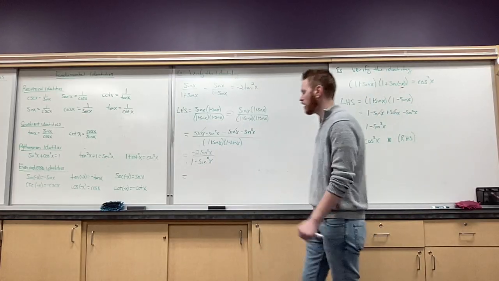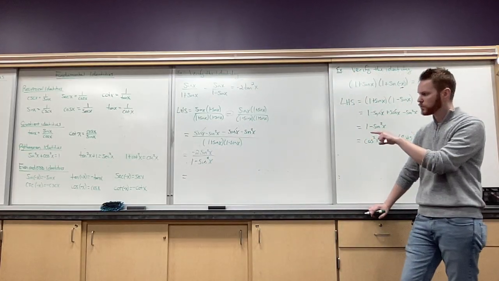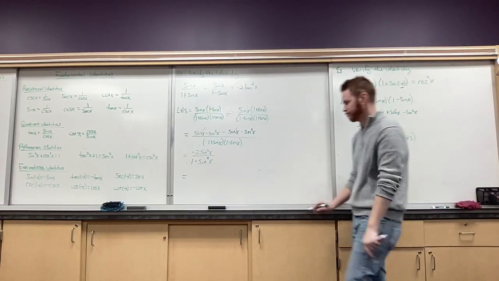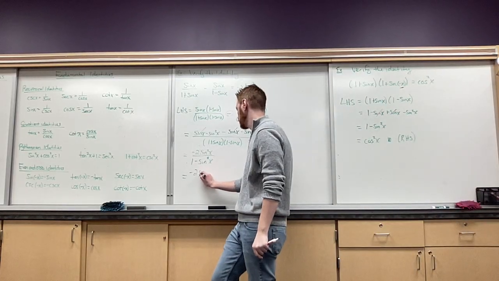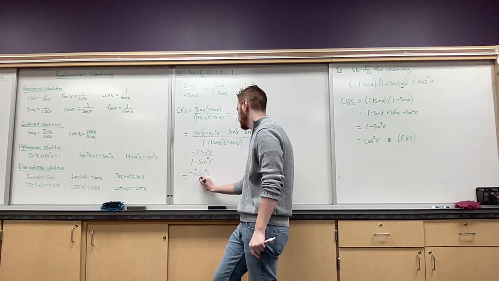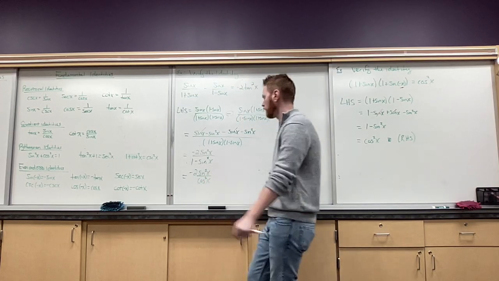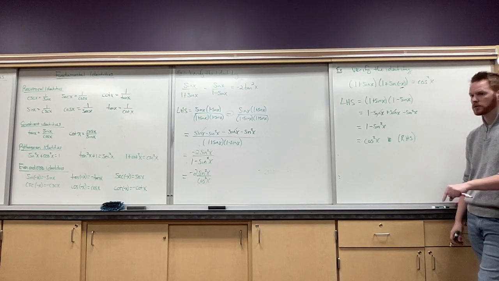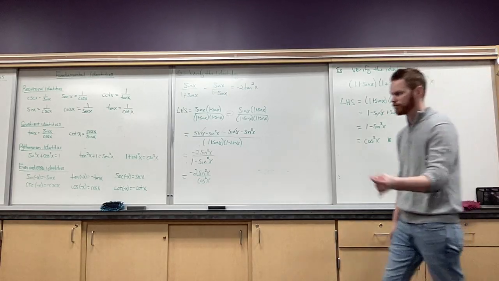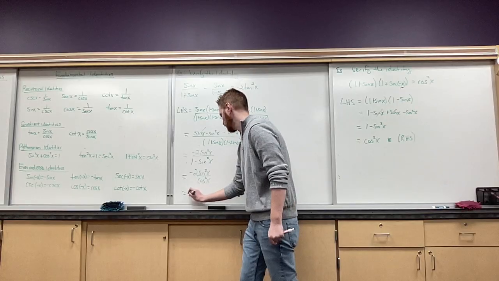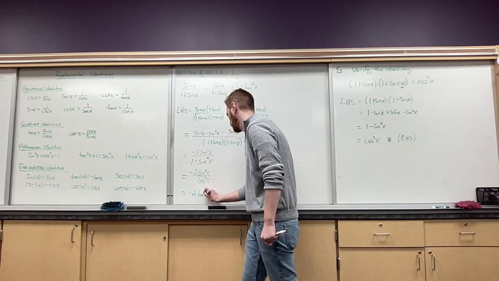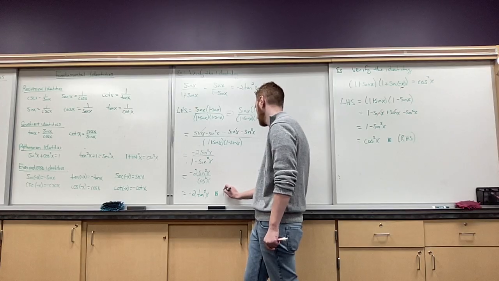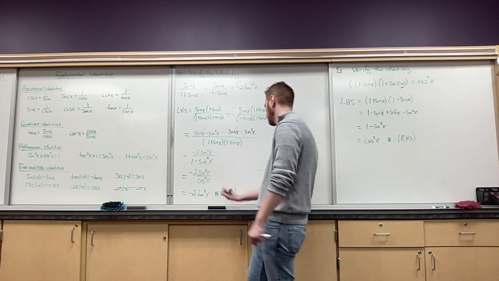We're just about there, actually. What is 1 minus sine squared of x equal to? Cosine squared. So this becomes minus 2 sine squared of x over cosine squared of x. And sine squared over cosine squared is? Tangent. All right. So then this is equal to the right-hand side. And we're done.